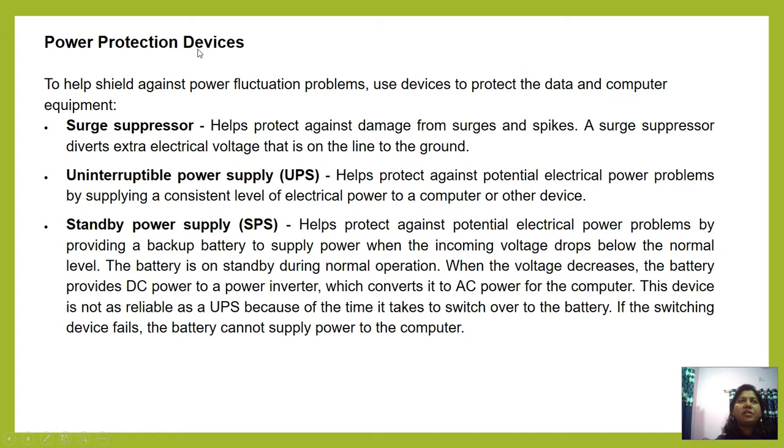Power protection devices. To help shield against power fluctuation problems, use devices to protect the data and computer. First is your surge suppressor. It helps protect against damage from surges and spikes. A surge suppressor diverts extra electrical voltage that is on the line to the ground.